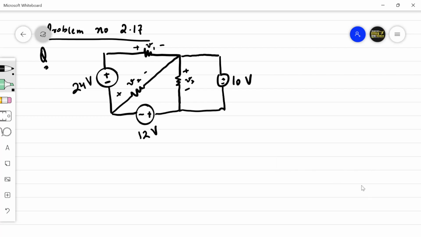So in this problem, we have to solve for the values of V1, V2, and V3. We do not have the values of resistance, so we'll just be obtaining the equations of V1, V2 and V3 from the input voltages that are available to us. Let's see actually what we'll be able to obtain.